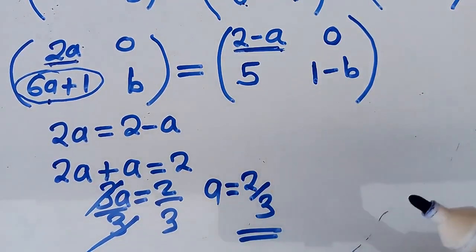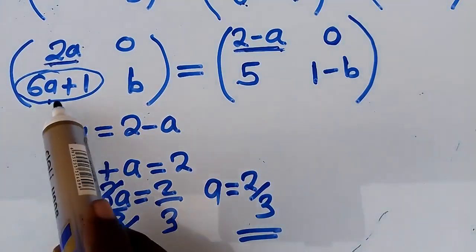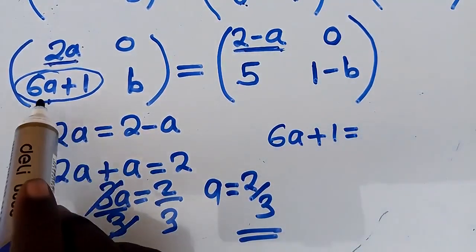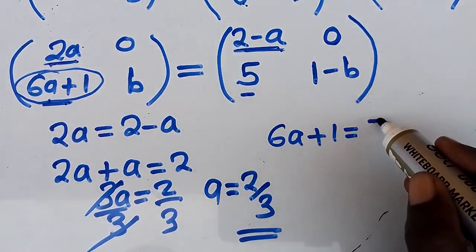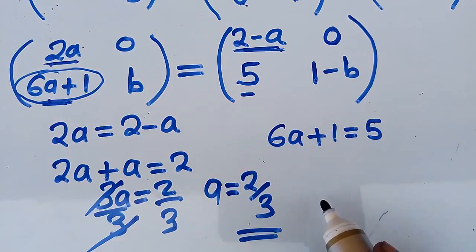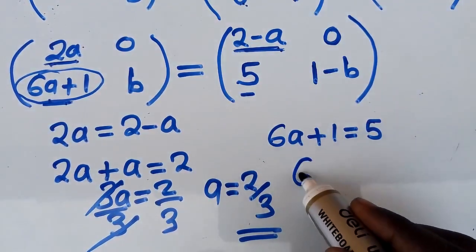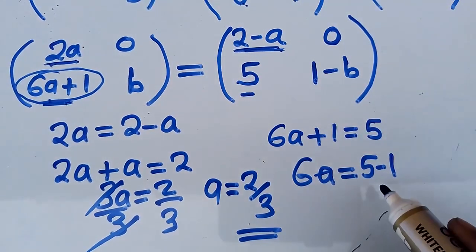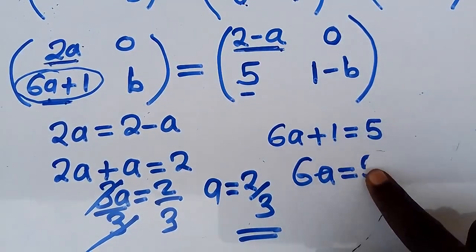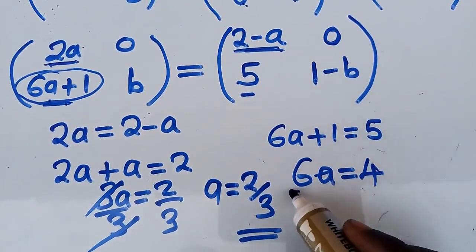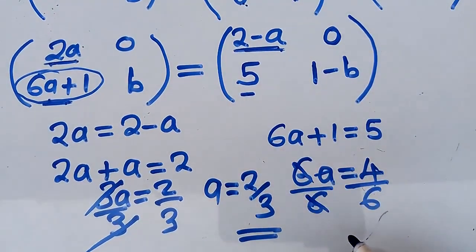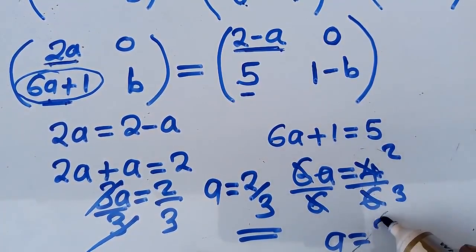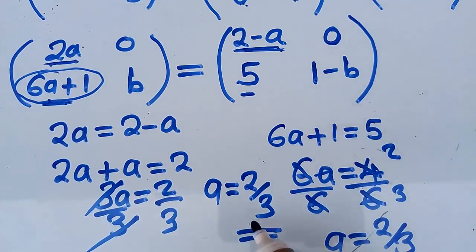So let me do this just to make someone understand that even if you get this one, it is 6a plus 1 is equal to the first one, its corresponding value, which is 5. So from there, you group like terms. This one will be 6a is equal to 5 minus 1. What is 5 minus 1? It is 4. So 4 over 6 over 6. This 6 cancelled. A is equal to 2 over 3. Same answer.